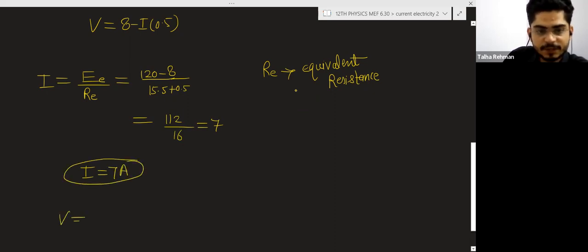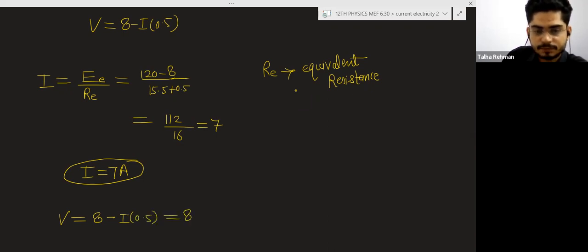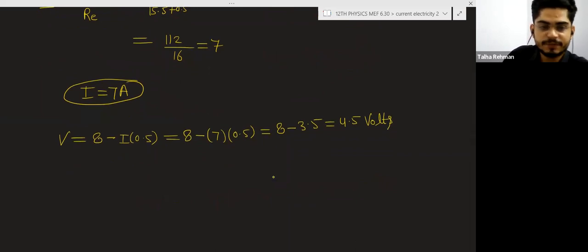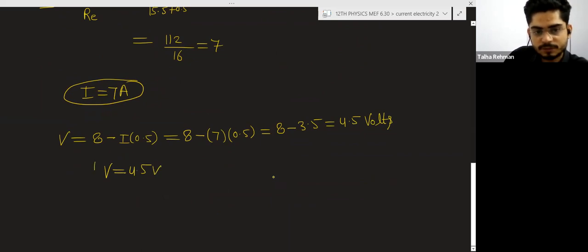Now you can find the terminal voltage. 8 minus, you will put the value of current here. Instead of current you will write 7, and here is 0.5. So this will become 8 minus 3.5, so it will become 4.5 volts. So the terminal potential difference of the charging unit is 4.5 volts. This is the answer.